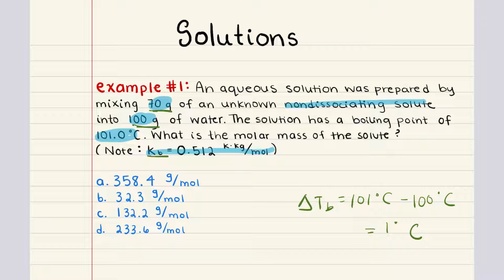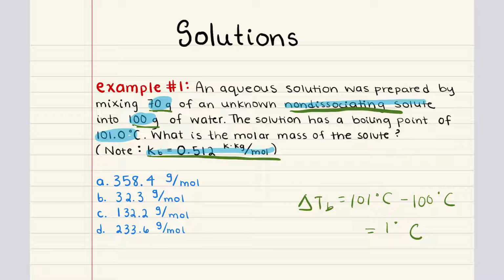We're also given the proportionality constant, Kb for water, which is equal to 0.512 Kelvin times kilograms per mole. And the last thing that we're given here is also the Van't Hoff factor for the solute. It's going to be equal to 1 because the molecule does not dissociate into smaller components. We're given that in the question stem where they say this unknown non-dissociating solute.